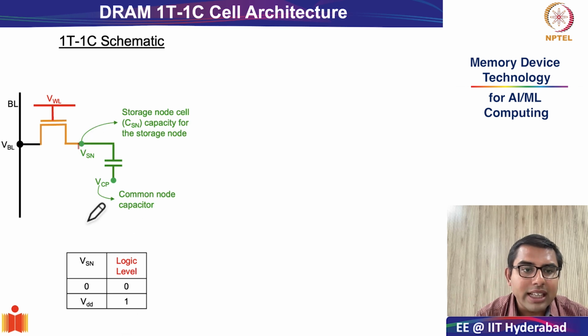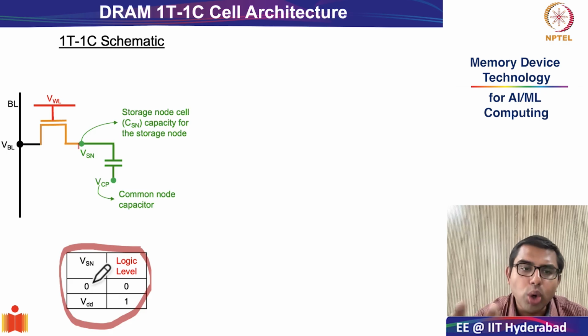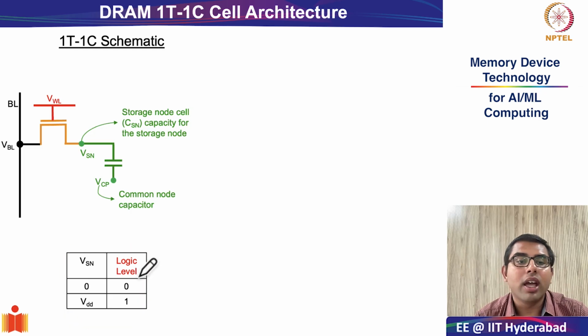This is because the storage node is what stores your logic levels. If the storage node has no charge in it or no voltage on it, it indicates a logic level of 0. If the storage node is charged to VDD, the logic level is considered to be 1.